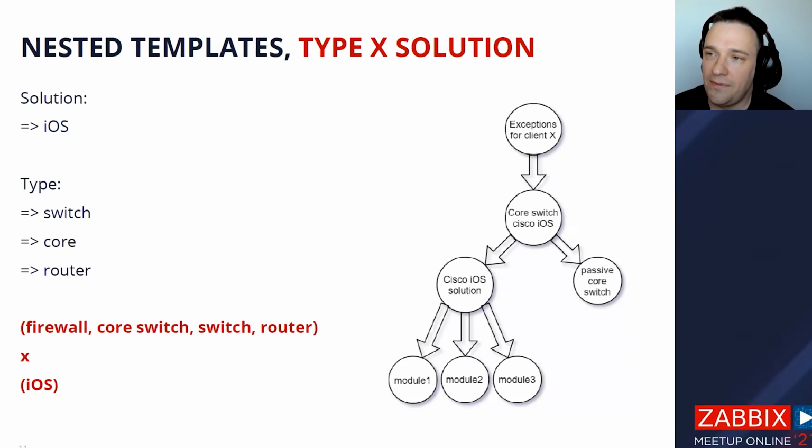But if you have different types of vendors which really require different templates to capture the monitoring, then we will really need to multiply. Here are the types: switches, core switch, router. If there is only one solution, iOS, then 1 multiplied by 3, it's only 3 templates. But if we have iOS and another, like 2 solutions, then we will need at least 6 templates to feed the calculated items.